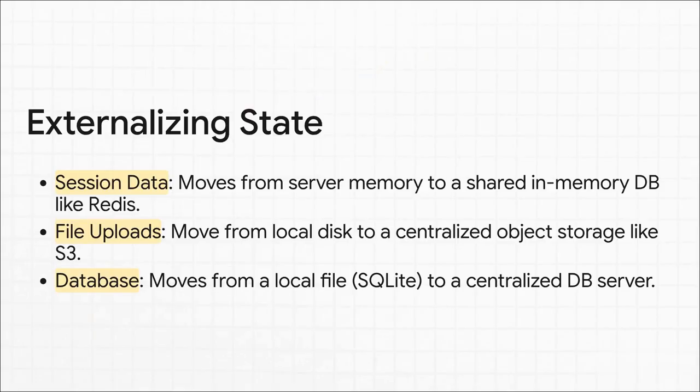Okay, so how do we actually pull this off? Well, you can think of it like we're performing a kind of architectural surgery. We have to carefully move every single piece of state, that's the user-specific data, out of our application servers. So user sessions get moved to a shared, super fast memory database like Redis. All those file uploads get sent to a huge centralized storage service like S3. Once we do that, our app servers become these interchangeable, faceless workers, just pure processing power.